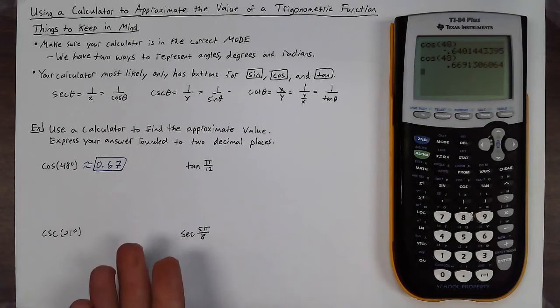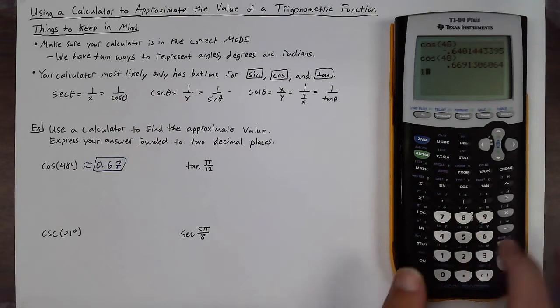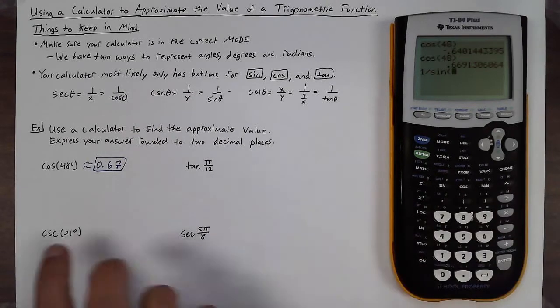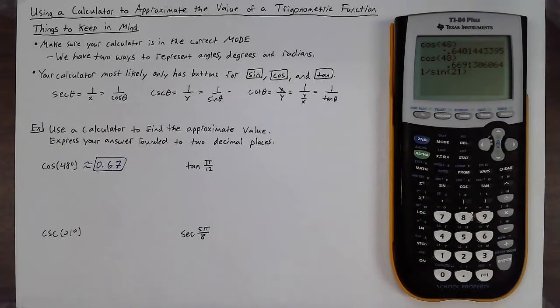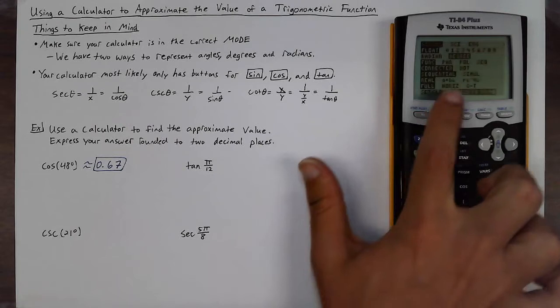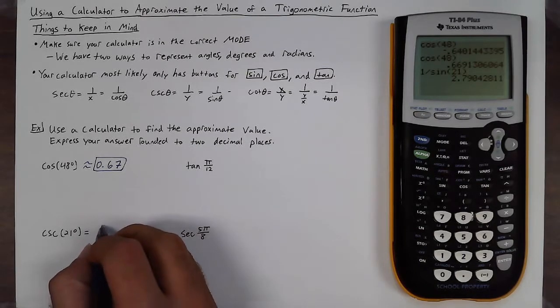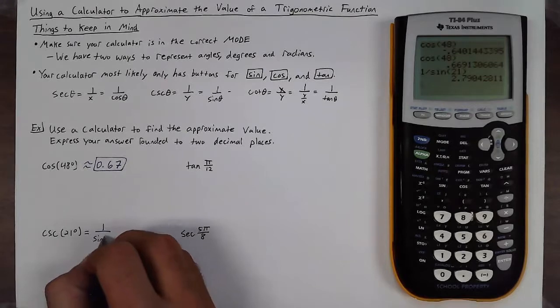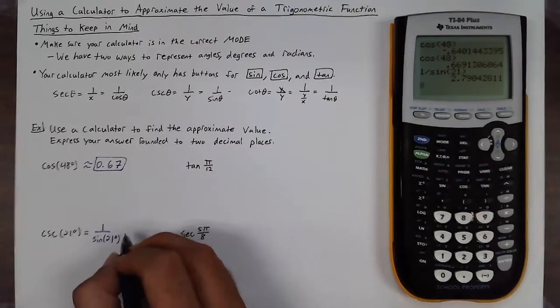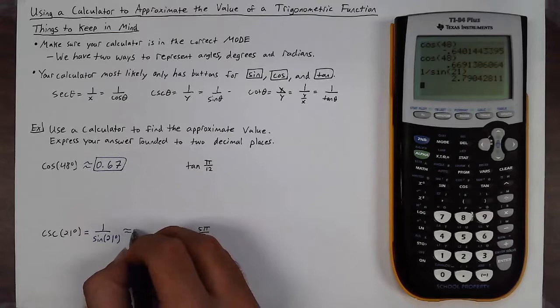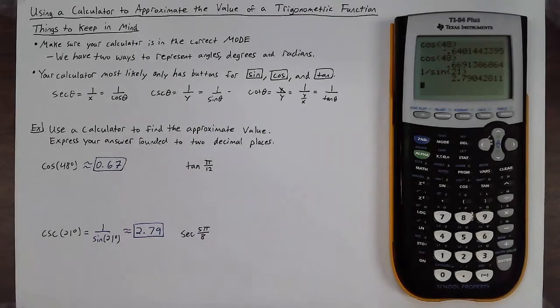Now, if I want to do cosecant of 21 degrees, again, cosecant is 1 over y, so I'll just do 1 divided by sine of 21 degrees. And just to double check, I should be still in that degree mode, so it should be the correct answer. So 2.79. So again, just a reminder, you would input 1 over sine of 21 degrees. Plug that into your calculator, hit enter, and you should get 2.79. Again, rounded to 2 decimal places like instructed.